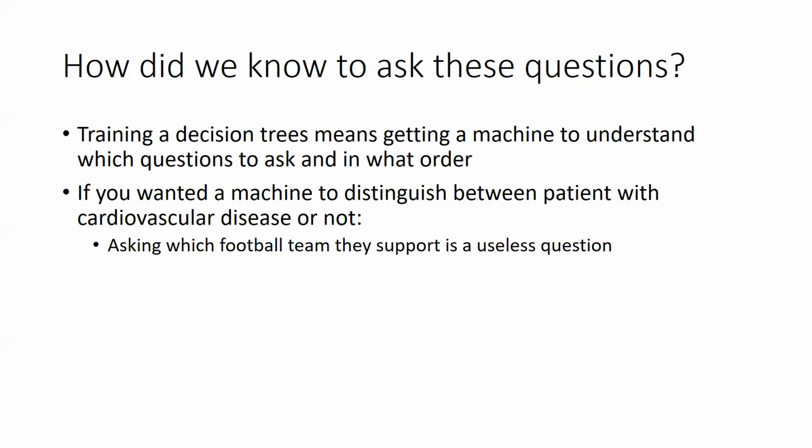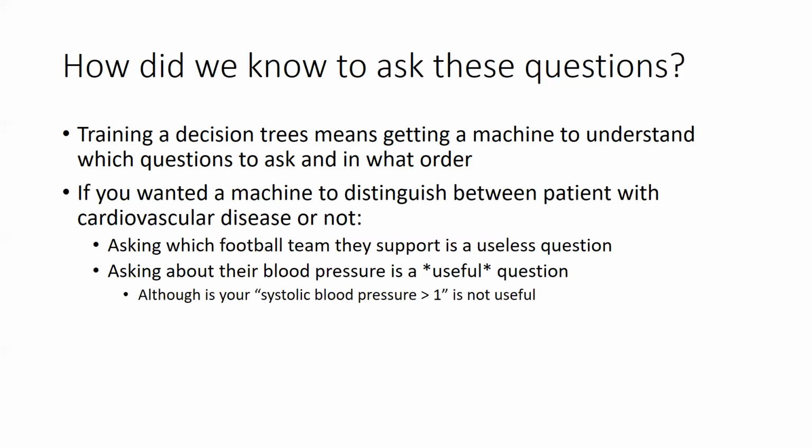So if you wanted to get a machine to distinguish which patients will go on to develop cardiovascular disease or not, asking which football team they support is a useless question. Asking about blood pressure is a useful question. However, if a machine only learned that blood pressure itself is useful, but then asks something like, is your systolic blood pressure above 1? This is clearly not useful because unless you're dead or a zombie, your blood pressure is always going to be above 1. So there's lots of things that we need to optimize on, not just what feature or what column of data you're going to use, but what are the appropriate thresholds that you ask.